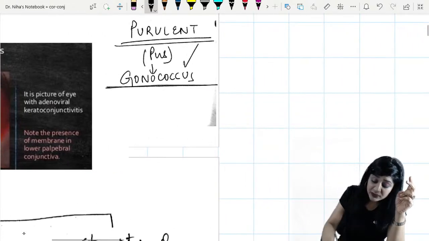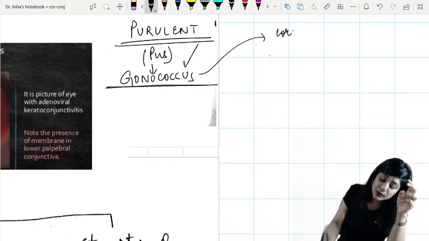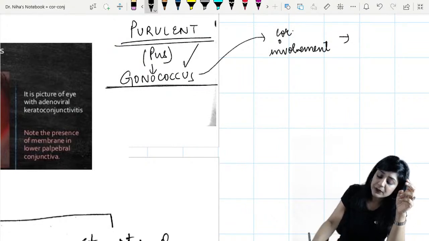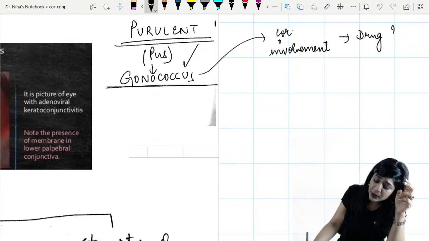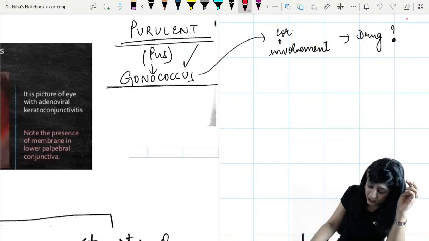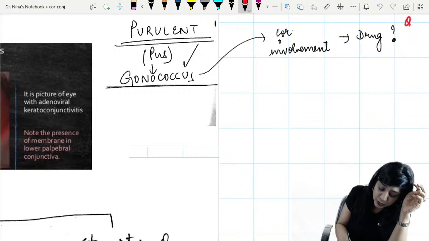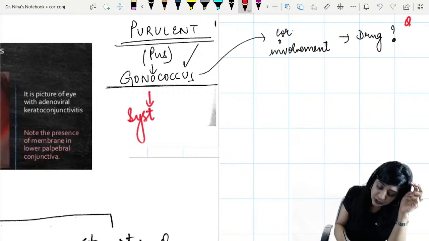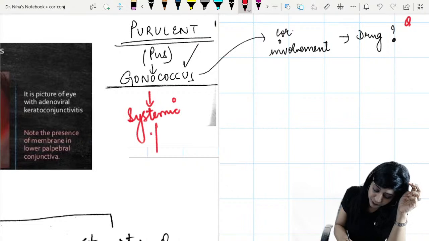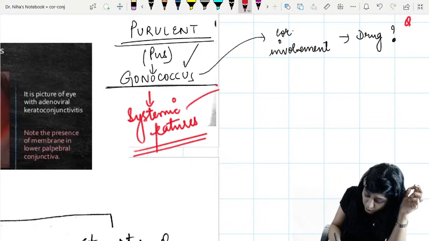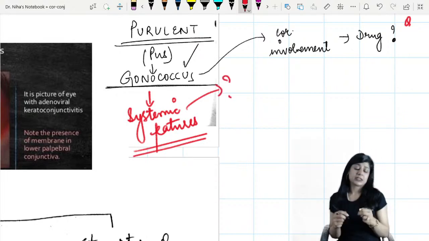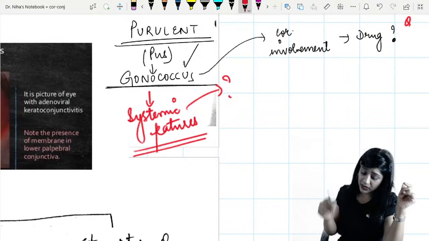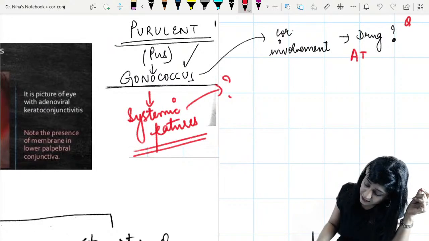Now, because I am having the chances of the corneal involvement, another important question, which drug you should give because of the corneal involvement? This is one question. And second, because it can cause the systemic features also, therefore what you can do. So there are two important things. First question is, because we can have the corneal involvement, therefore the drug that you have to give is the atropine. A very, very important question.